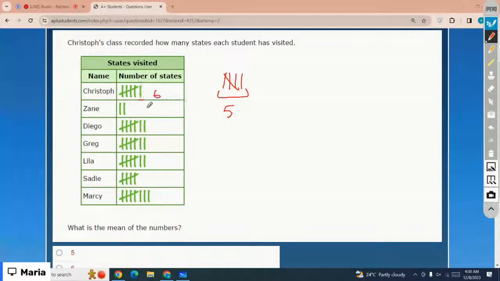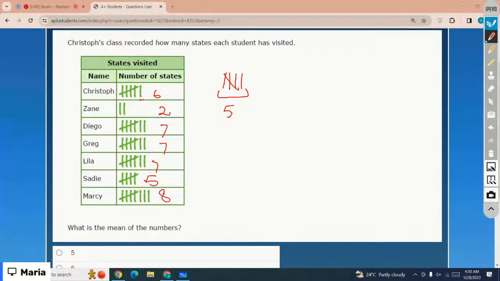Christoph visits 6 states. Here you have just 2. Then Diego visits 5 plus 2, 7. Then Greg 5 plus 2, 7. Leela 5 plus 2, 7. Sadie 5. And Mercy 8. You have to calculate the mean of the data.